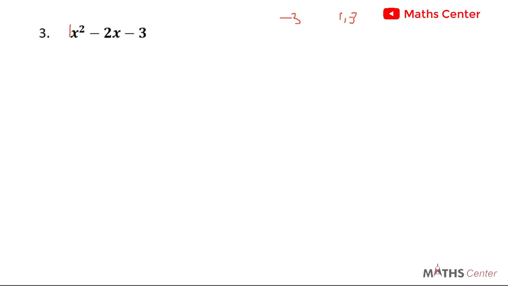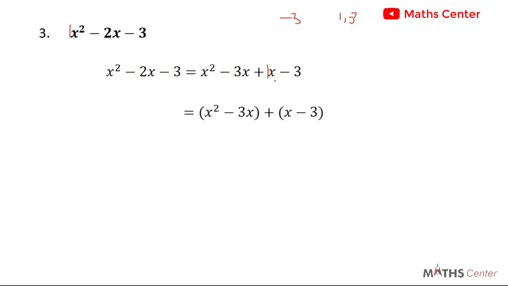Now we found those two numbers to be 1 and negative 3. So you replace negative 2 with those two numbers, 1 and negative 3. So if you are replacing negative 2 with those two numbers, you are going to have x squared minus 3x plus 1x minus 3. But we know that 1x is already x, so you don't write the 1 there. You put the brackets around them, then you simplify.